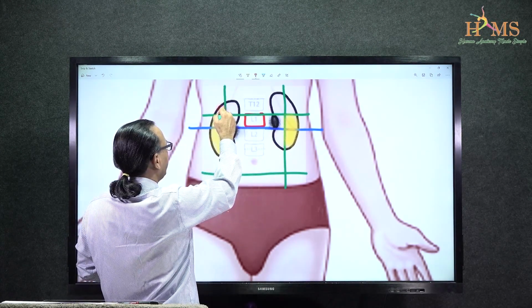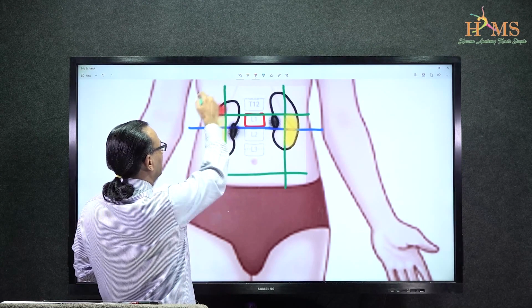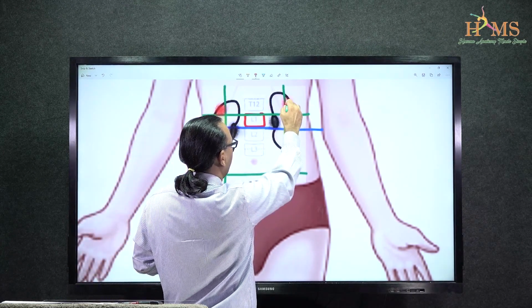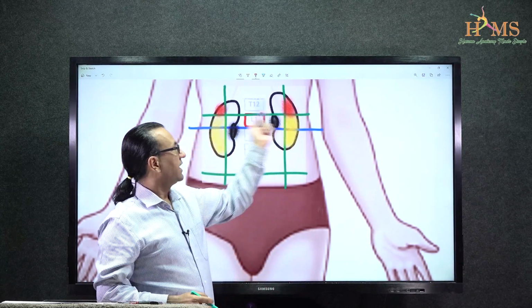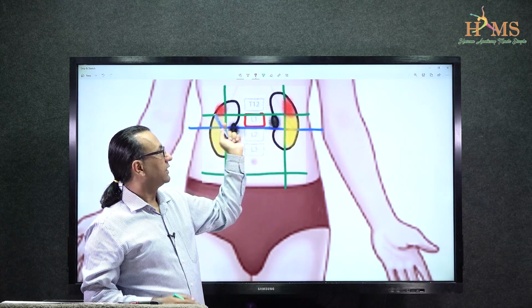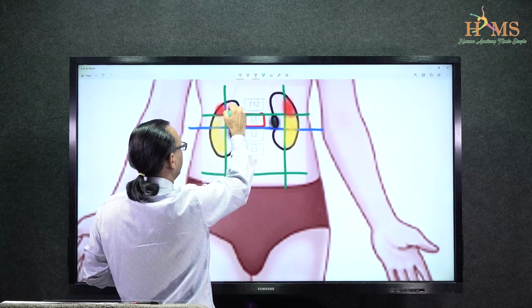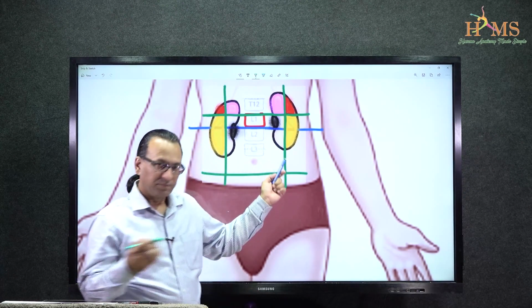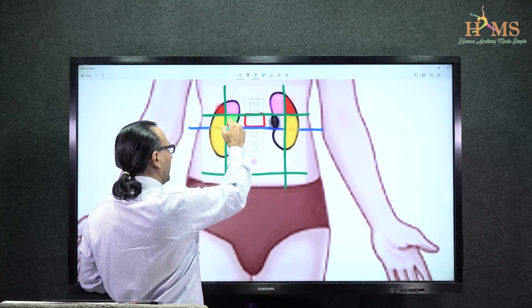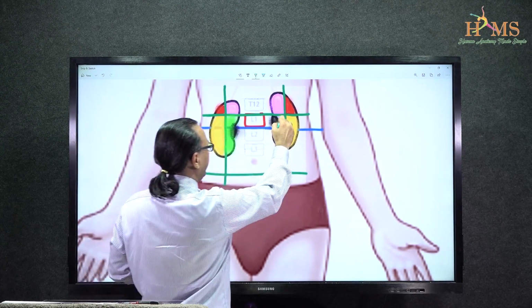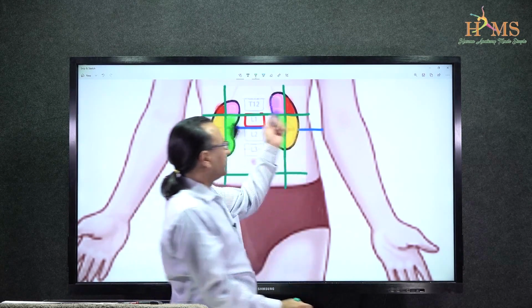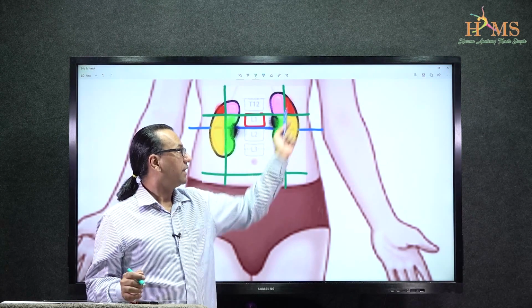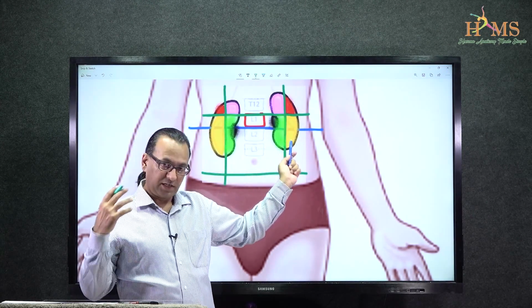So this is the right hypochondrium under the right costal margin, and this is the left hypochondrium under the left costal margin. Then the kidneys are also encroaching into the epigastrium. This is the epigastrium region, and you can see they are also encroaching in the umbilical region. So basically it is the junction of the umbilical region, epigastrium, hypochondrium, and the lumbar quadrant as well.